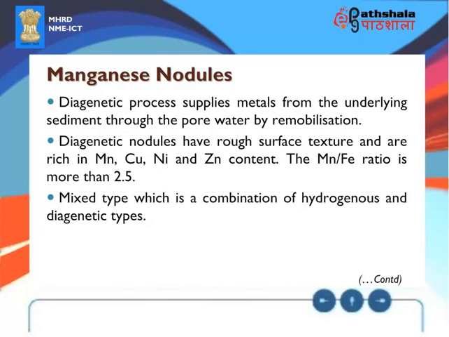Diagenetic process supplies metals from the underlying sediment through the pore water by remobilization. Diagenetic nodules have rough surface texture and are rich in manganese, copper, nickel, and zinc content. The manganese-iron ratio is more than 2.5. Mixed type, which is a combination of hydrogenous and diagenetic types.